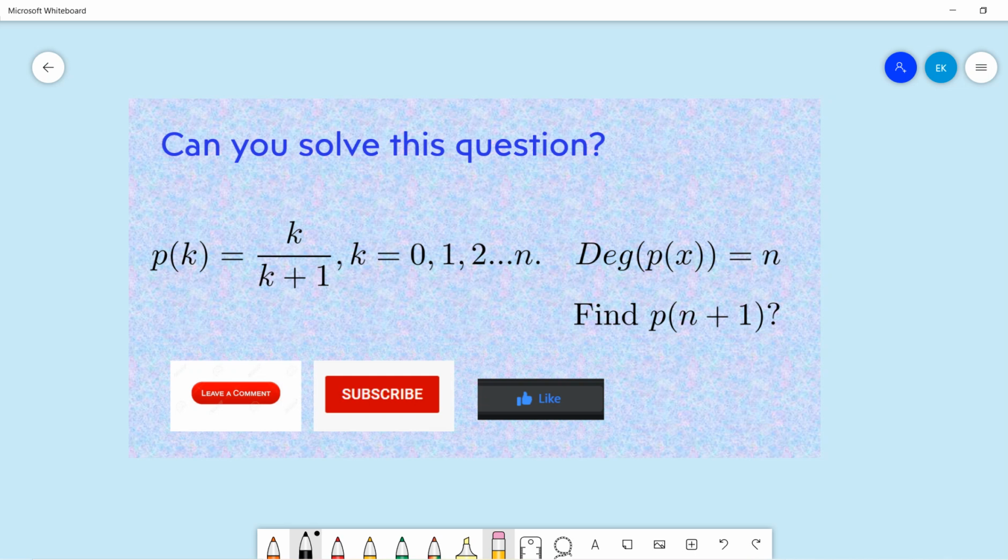So let's suppose you have a polynomial of degree n which satisfies a strange rule: p of k is k divided by k plus 1, where k is from 0, 1, 2 up to n, and you need to find p of n plus 1.